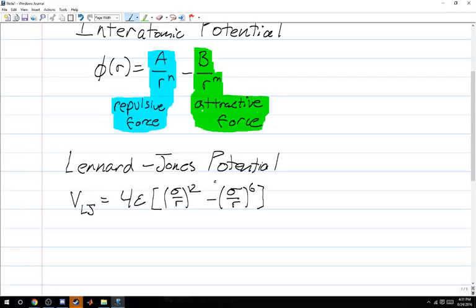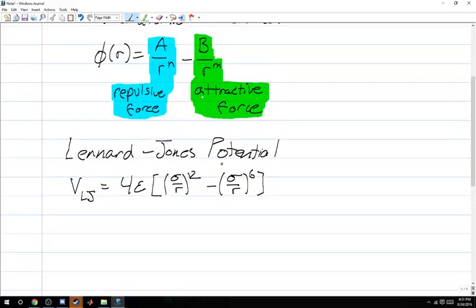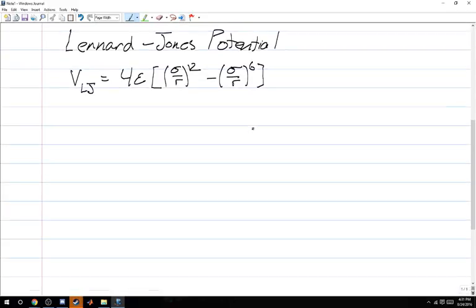So, as you can see, they're pretty similar equations. This has some constants in front. Sigma is in place of the A, B, and then these powers. So, pretty much the same thing.